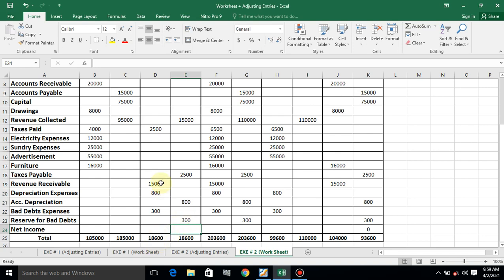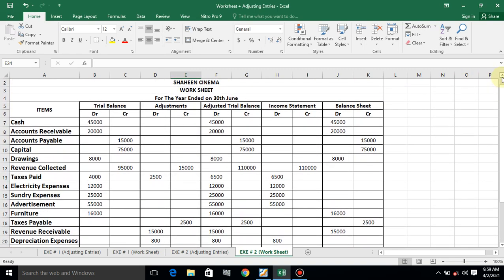Now you can see that the adjustments column is also balanced. When you add up all the debit side items figures and you add up all the credit side items figures, you are getting 18,600 rupees. Both sides are equal. It means that your adjustments column is also accurate.